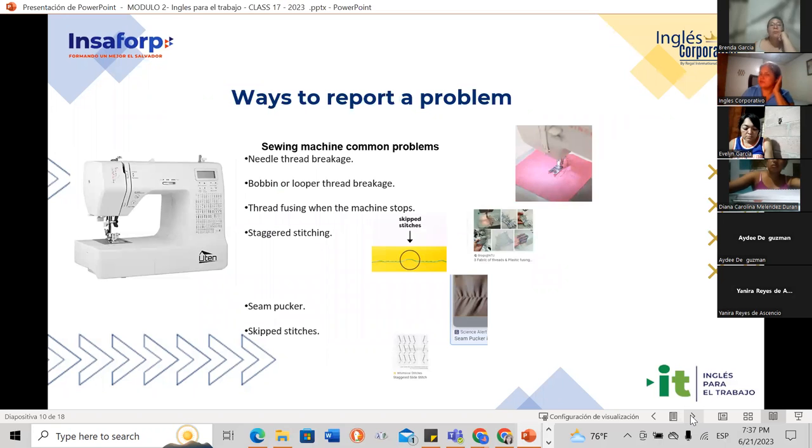Okay, now we're going to report the problems that you have with the sewing machine, common problems, okay? The common problems will be the needle thread breakage, okay? Cuando le corta el hilo. That is a common problem, I guess, that you have. Cuando usted está intentando hacer las puntadas normales, se le corta. Right?